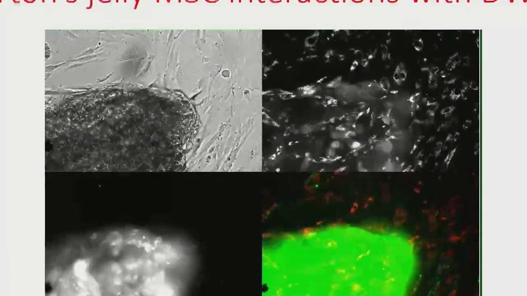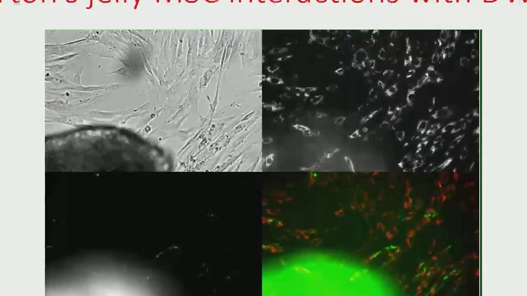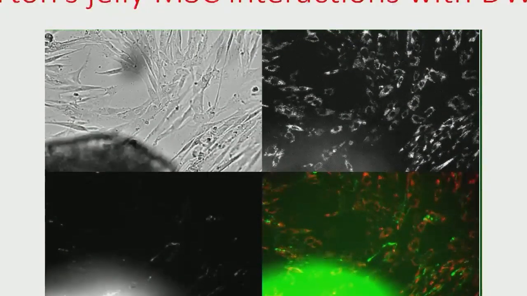So as you can see here, in this video, what we try to do is, overnight, we added the cells to the matrix and we labeled both. And as you can see, the cells go in and out of this matrix. And one of the questions was, does the matrix move by doing that? And actually, as you can see, it did actually move.